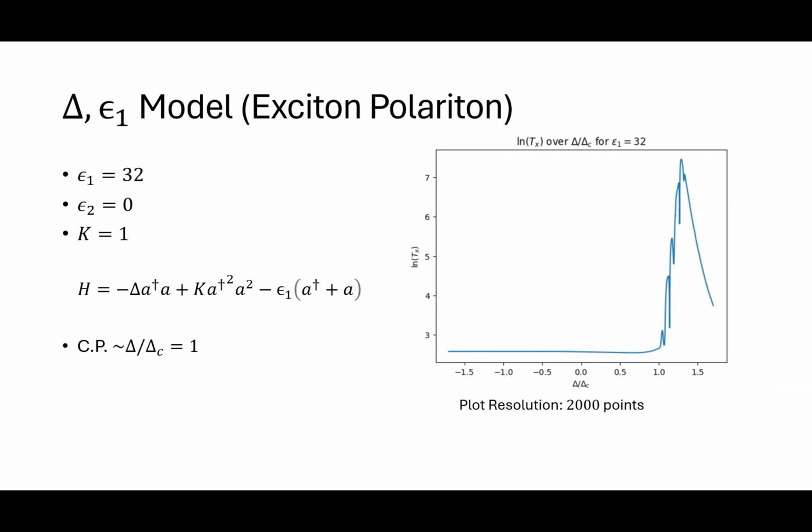So next, we also looked at varying delta and epsilon, which is also known as the Exciton polariton model. It gives us this Hamiltonian over here. Okay, so now we are studying a different system. Yep, the Exciton polariton.